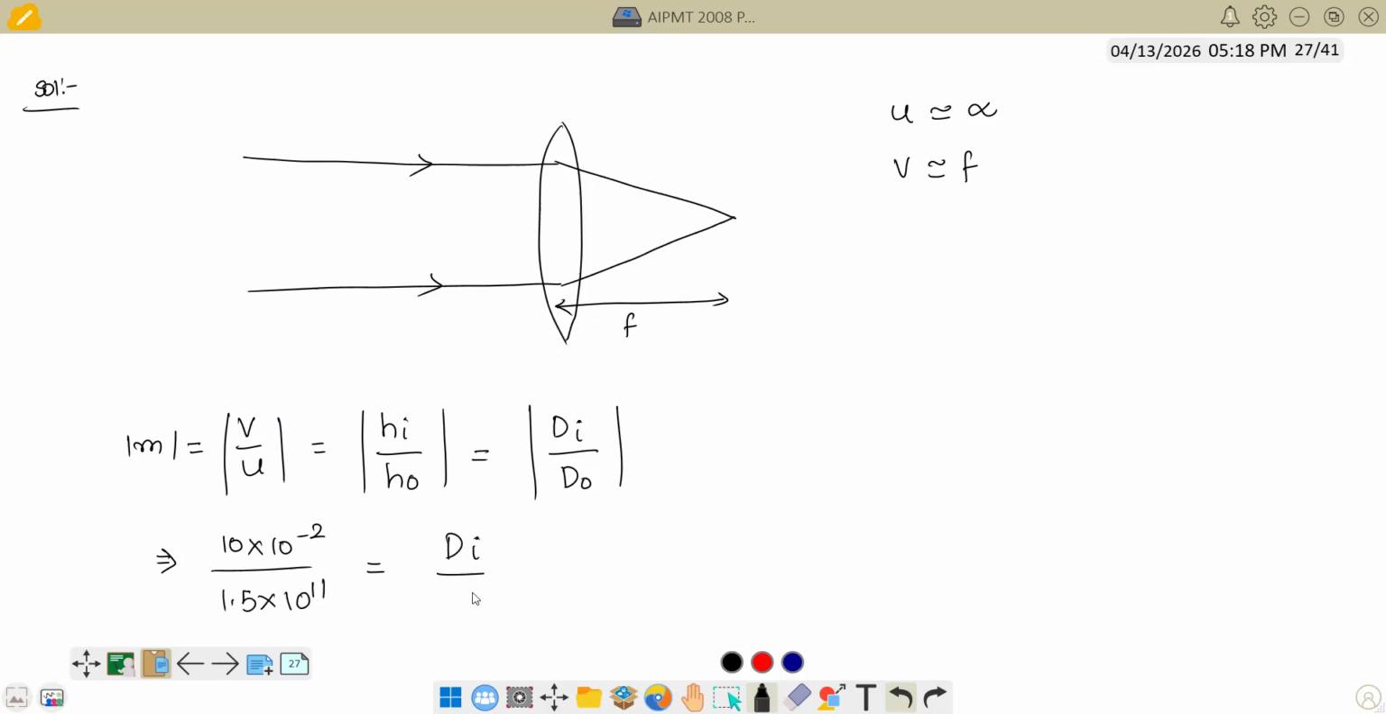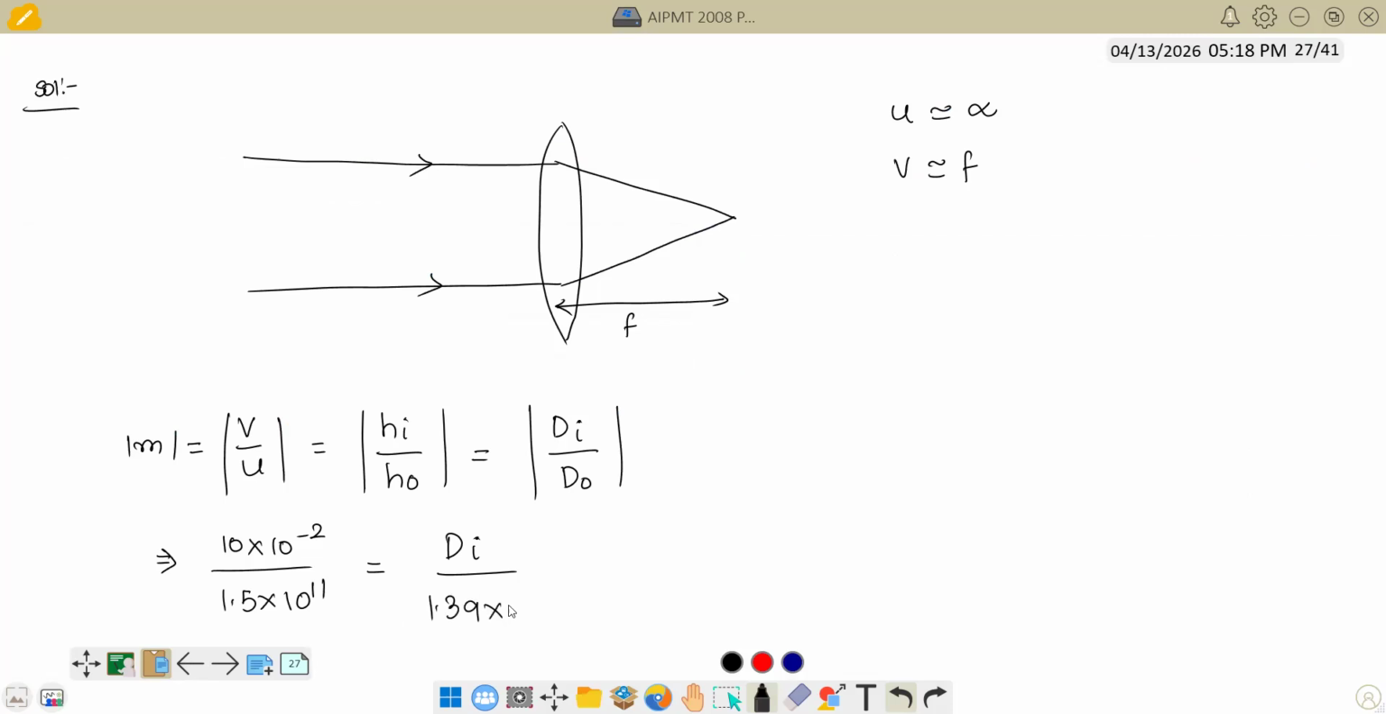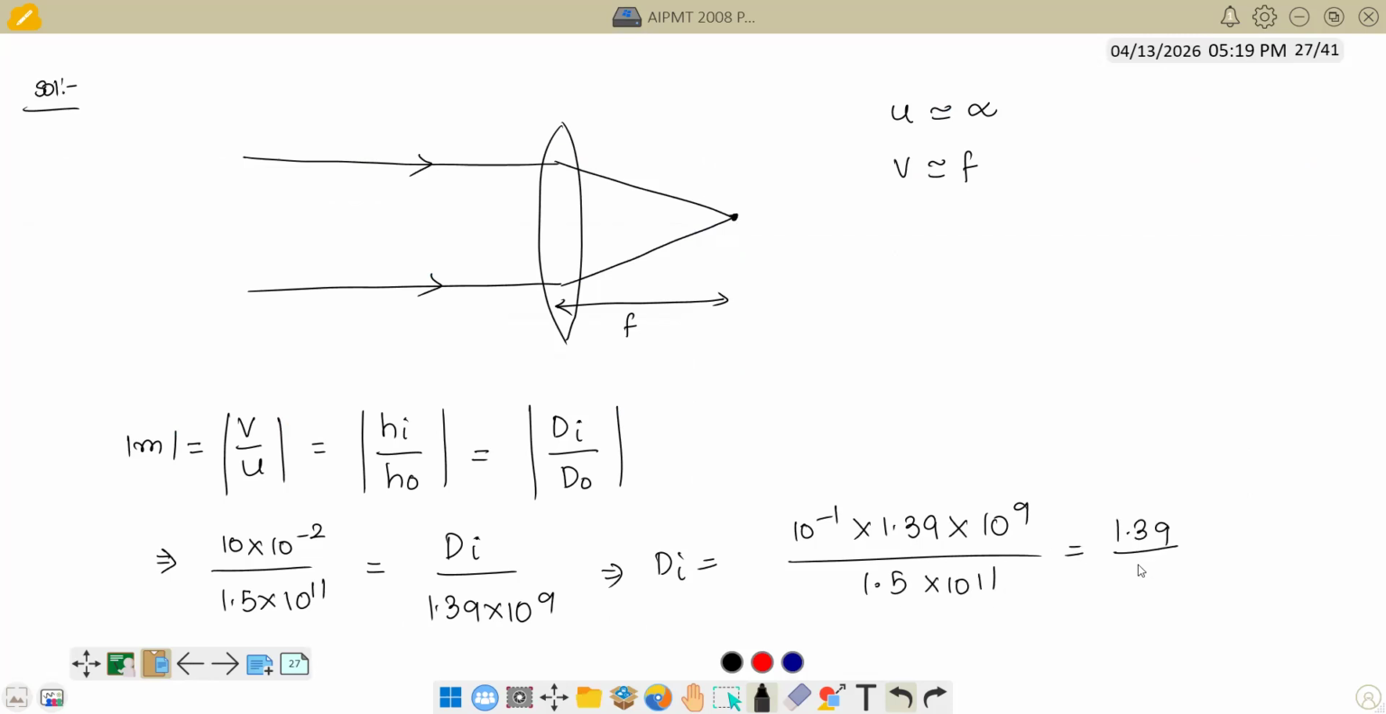Diameter of the image by diameter of the object would be 1.39 into 10 power 9. So how do we get the diameter of the image? We almost get a small dot. You must have done this experiment. So 10 power minus 1 into 1.39 into 10 power 9 divided by 1.5 into 10 power 11. I will write this as 1.39 divided by 1.5, into 10 power minus 12. So you'll get 10 power minus 3.